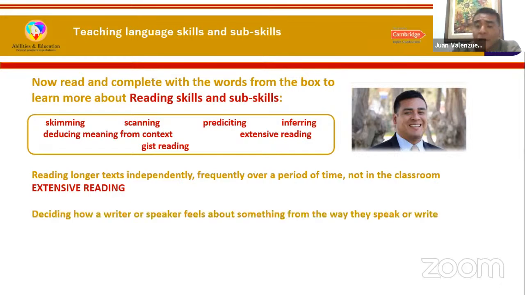And here's the second statement or concept. Deciding how a writer or speaker feels about something from the way they speak or write. What's this? What is to decide how a writer or speaker feels from the way they speak or write?